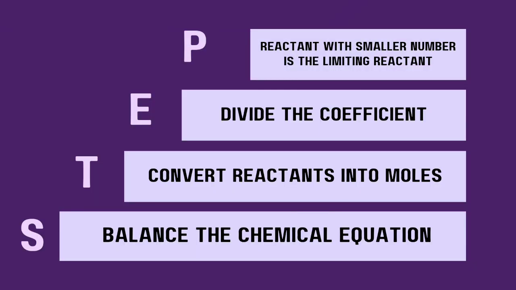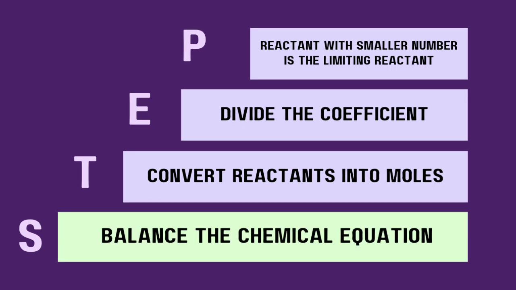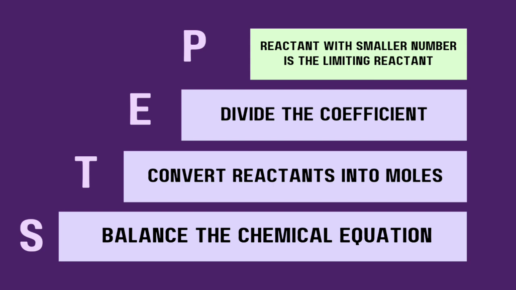Here are the steps. Step 1, balance the chemical equation. Step 2, convert reactants into moles. Step 3, divide by the coefficient. And Step 4, identify the reactant with the smaller number, as it is the limiting reactant.